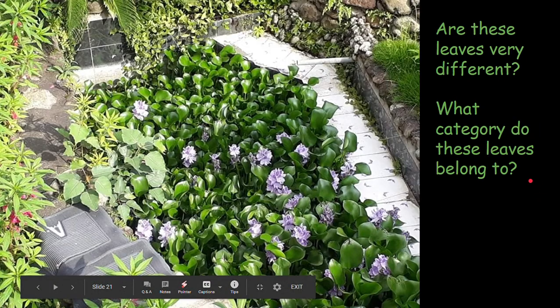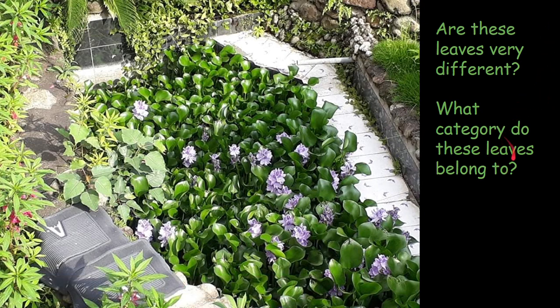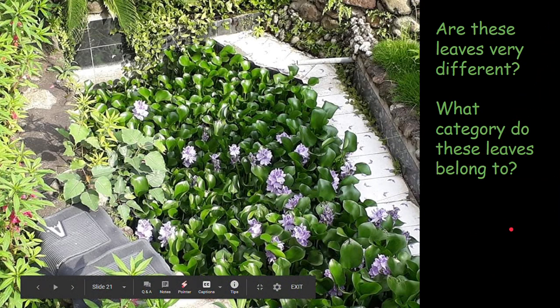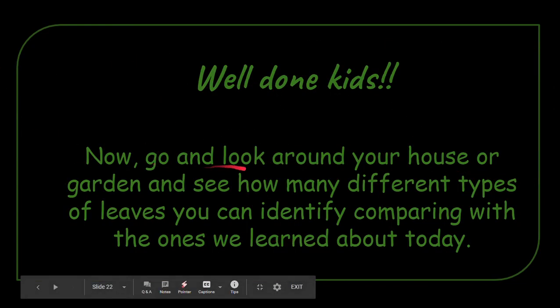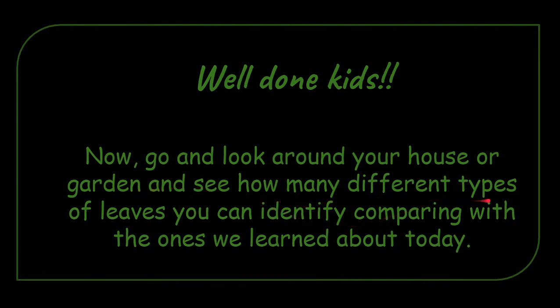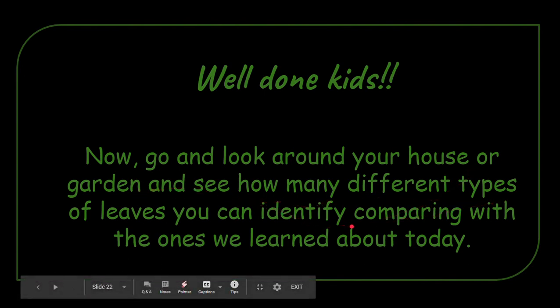Now let's look at another picture. Are these leaves very different? What category do these leaves belong to? Look at it and try it for yourself. Well done, kids. Now go and look around your house or garden and see how many different types of leaves you can identify, comparing with the ones we learned about today.